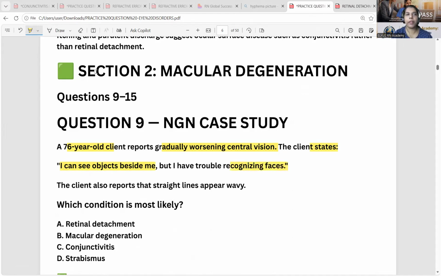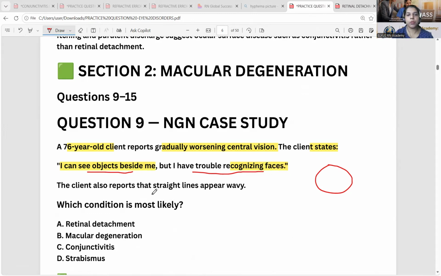And here the client states, I can see the object beside me, but I have trouble recognizing faces. To identify a face, we need to clearly see all the portions, the central portion and the lateral sides. But this patient has trouble recognizing faces, though he can see objects beside him. That means he has peripheral vision, but he is not able to see clearly with the central vision. So what can be the indicated diagnosis here? The patient is having central vision loss.